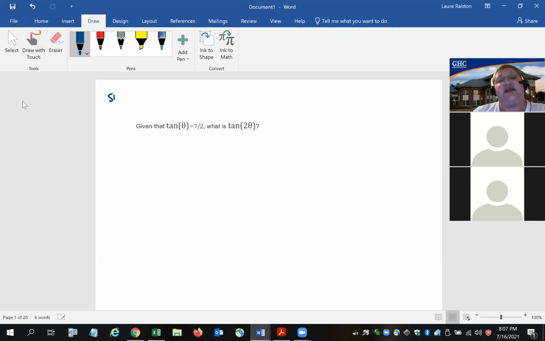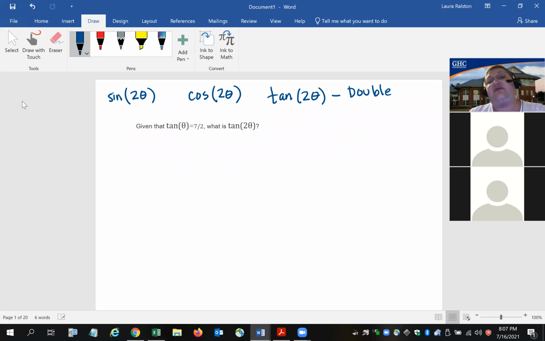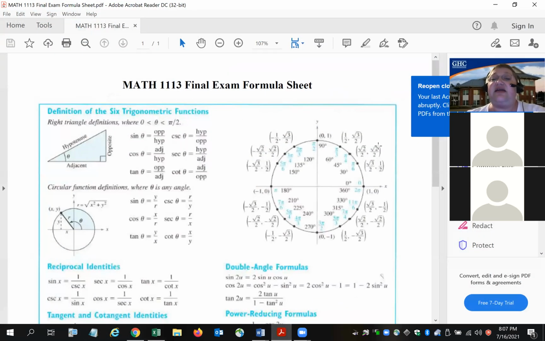So when you see something and it asks you to find sine of 2 theta or cosine of 2 theta, or as this one does, tangent of 2 theta, that's the clue that you want to use the double angle formula. Now remember, you do not have to memorize these formulas. Okay, on the final exam, you will have a formula sheet.